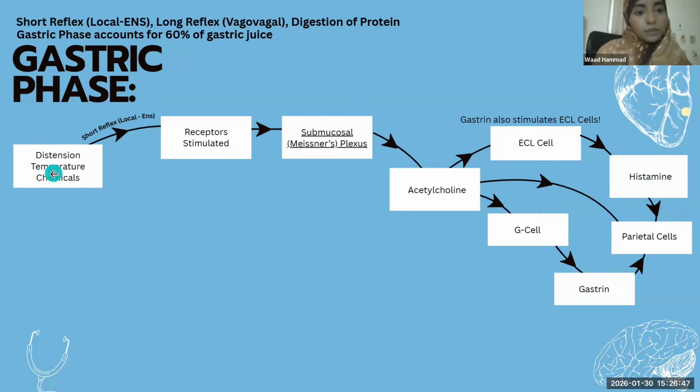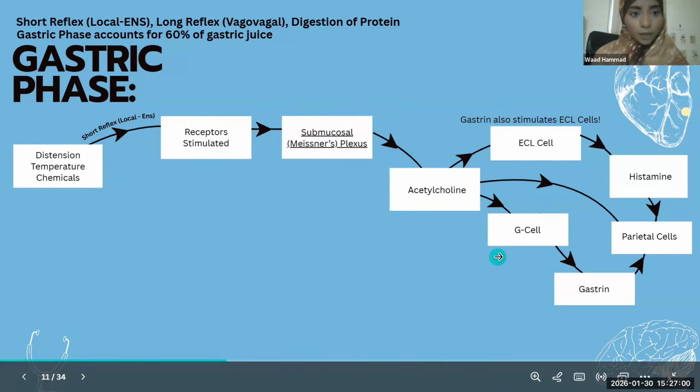We have distension or any of these stimuli. It stimulates the receptors, which then stimulates the submucosal plexus, sorry, which can release acetylcholine on its own, no vagus nerve, just the plexus is releasing ACh, which then stimulates the whole pathway. Okay, that's our first pathway down.